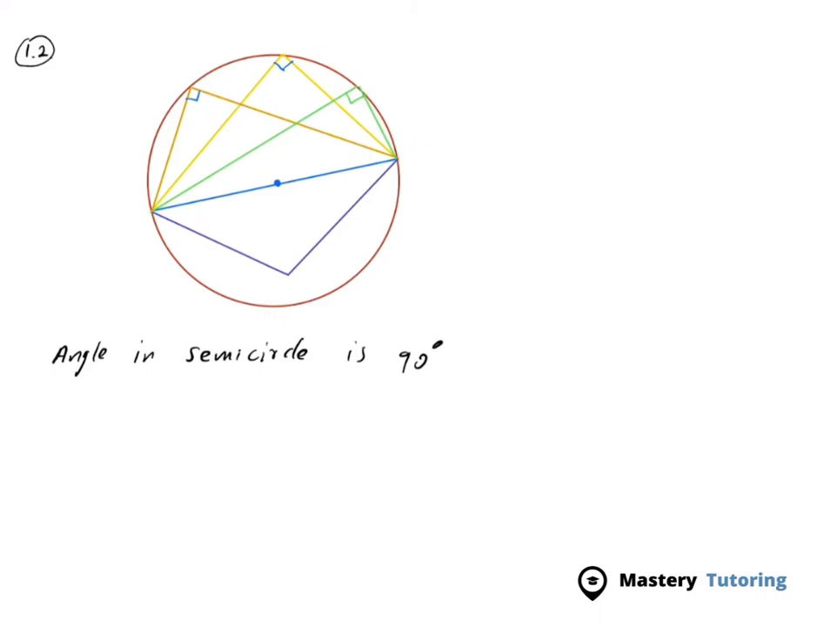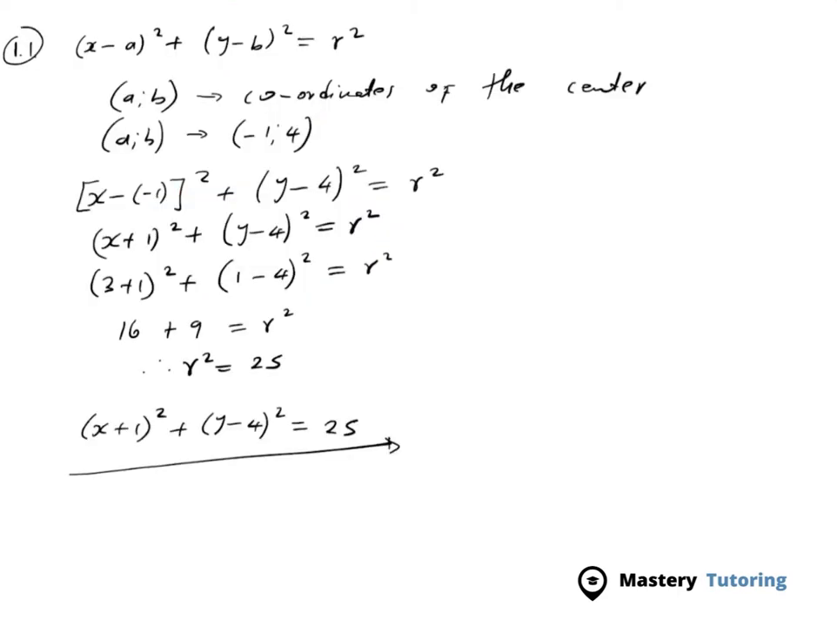As much as the angles are subtended from these two ends of the chord, the fact that this angle is not on the circumference of the circle means we can't say this is 90 degrees. It can't be. So it has to be on the circumference of the circle for this theorem to hold. All right, moving on to 1.3.